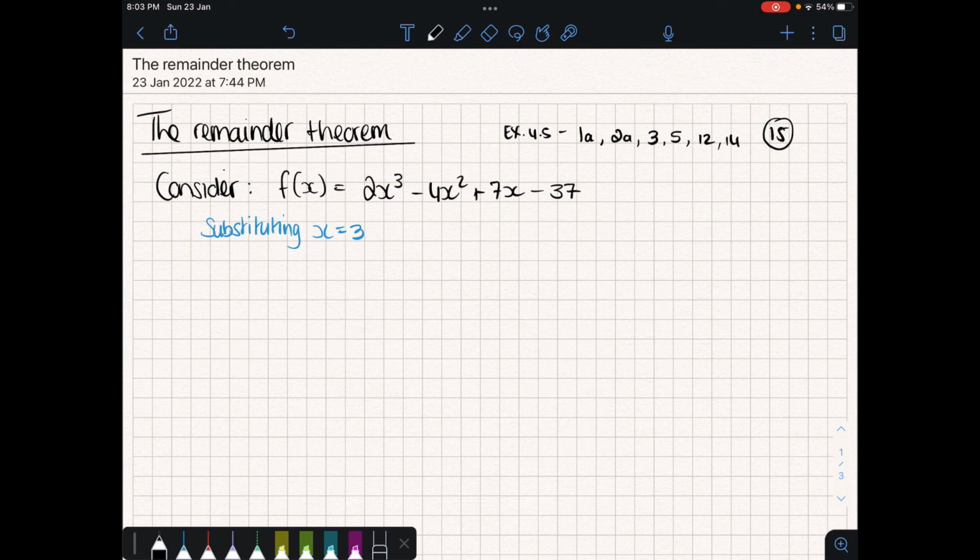So we were doing the same thing when we were looking for factors. We were substituting values in and determining what the output was, and we were looking for ones that had 0. So let's see what happens when we substitute 3 in here.